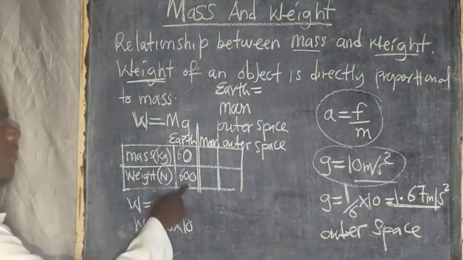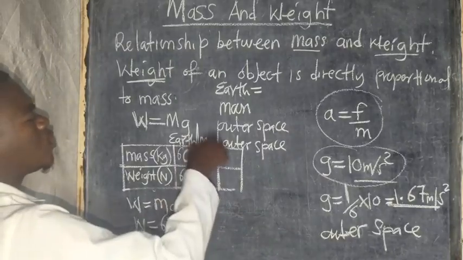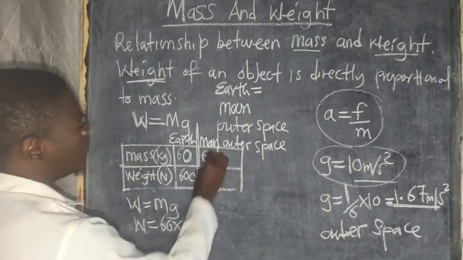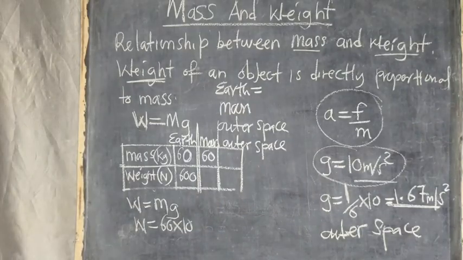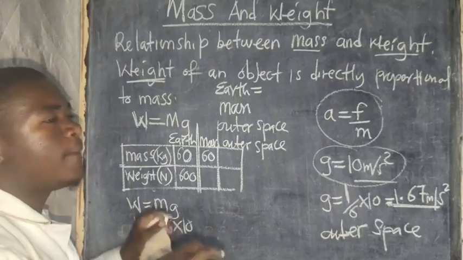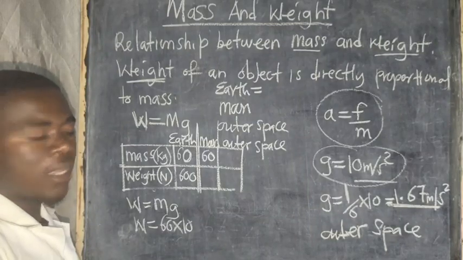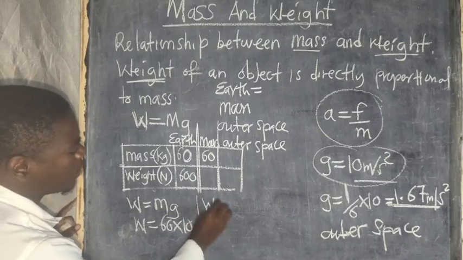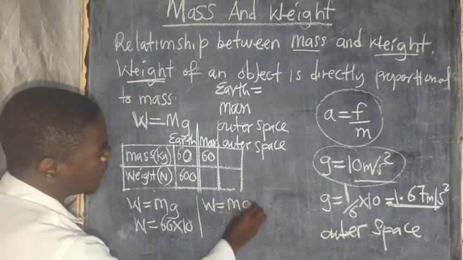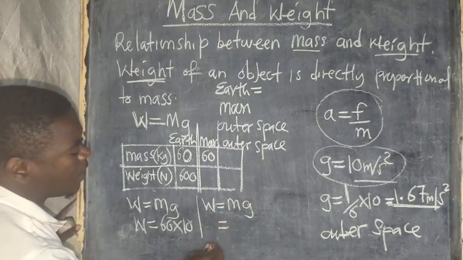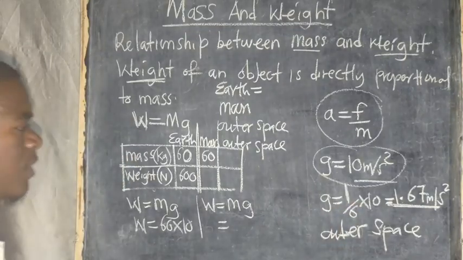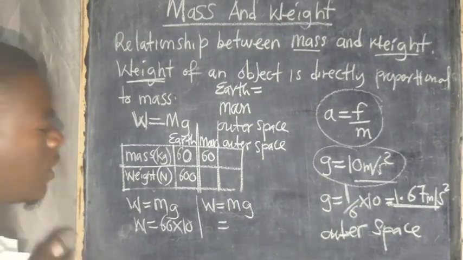So it is 600. When I go to the moon, mass is still the same. This is my mass. Mass will still be 60 kg. Even when I go to the moon, mass will still be 60. But how about the weight? I know that weight is equal to mass times gravity. There are people that have calculators. I want you to calculate this.